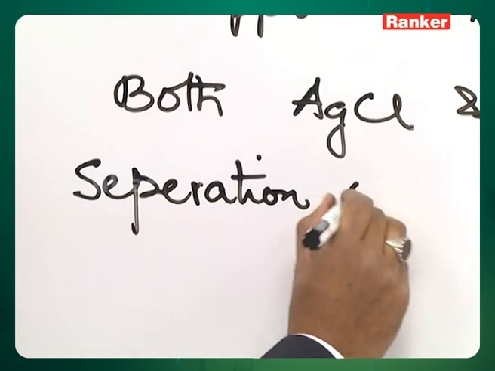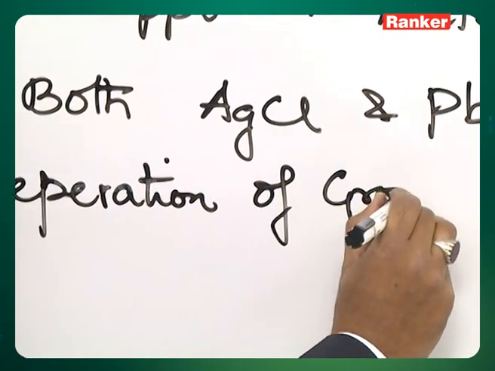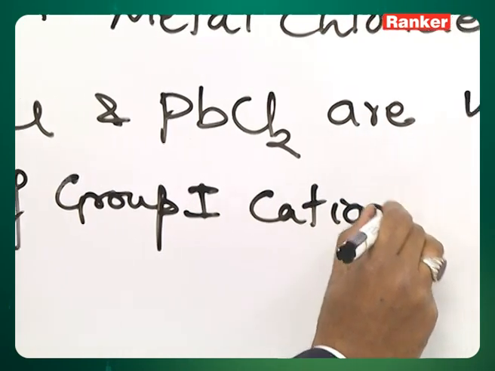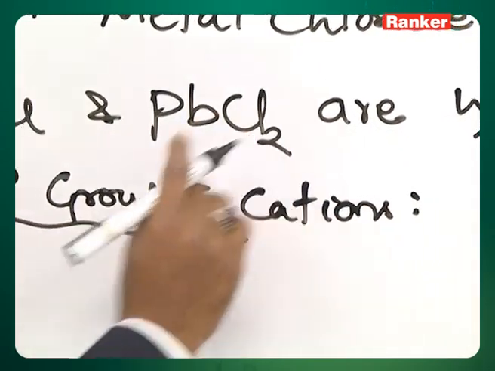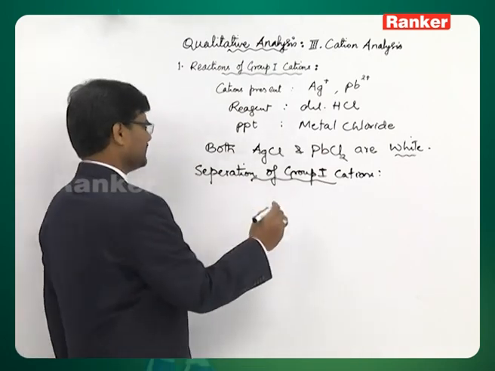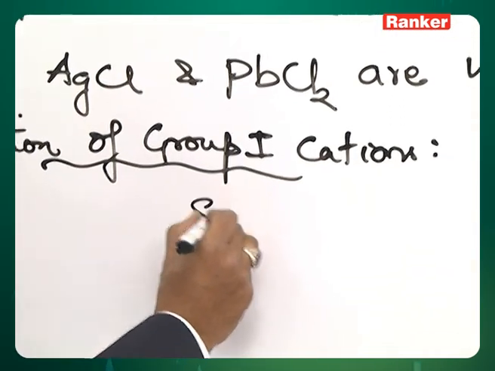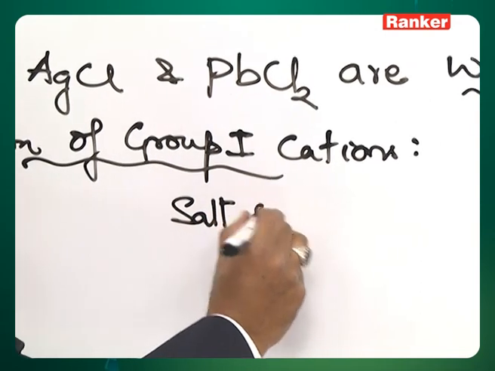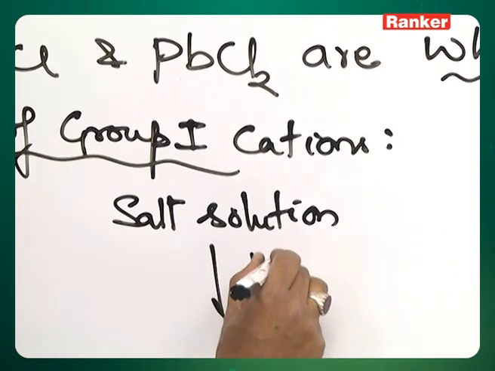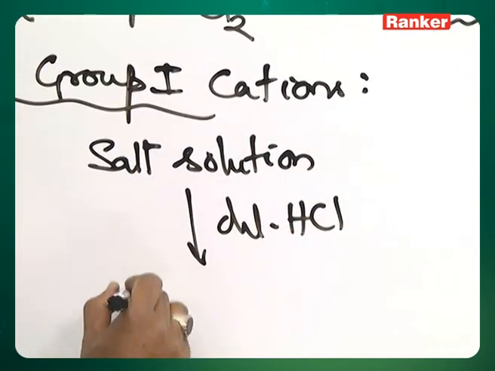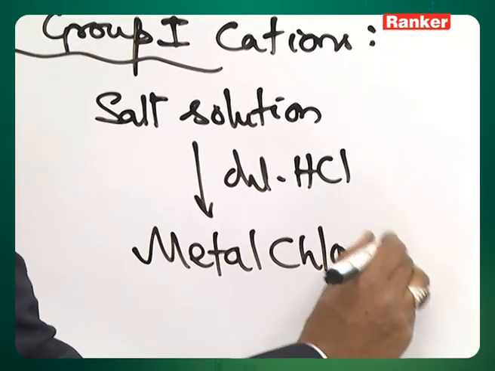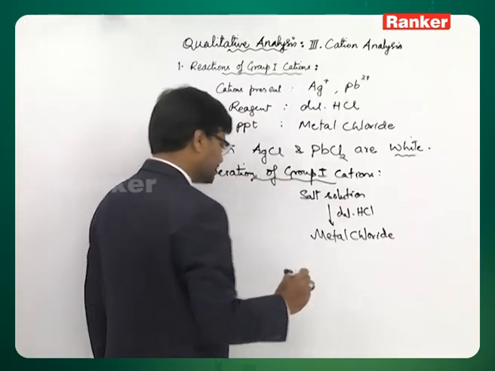Now, separation of group 1 cations. That means if you have a mixture of PbCl2 and AgCl together, how to separate them? So, look at the scheme. Salt solution, add dilute HCl, then you get metal chloride. This metal chloride consists of both AgCl and PbCl2.